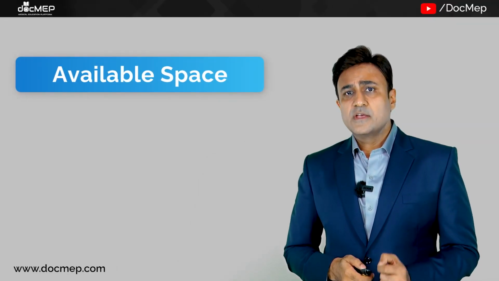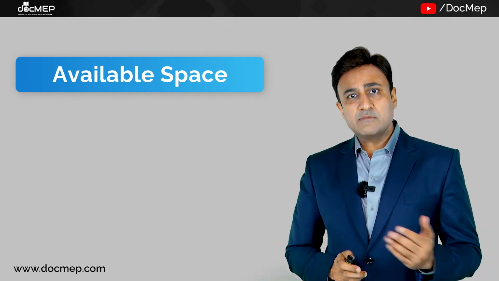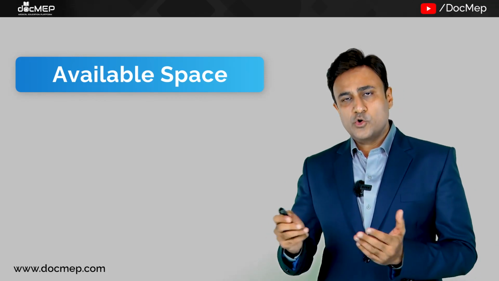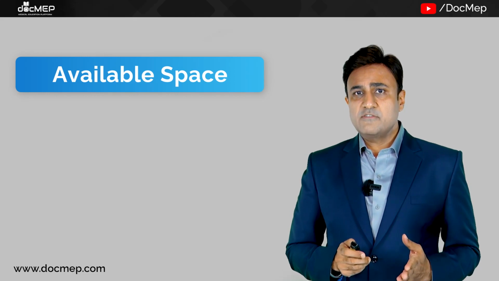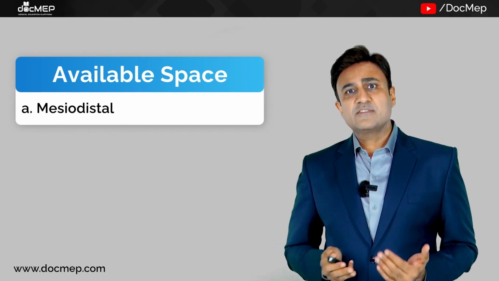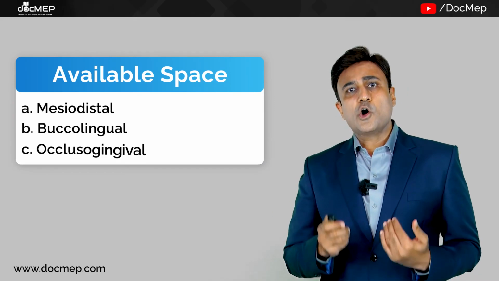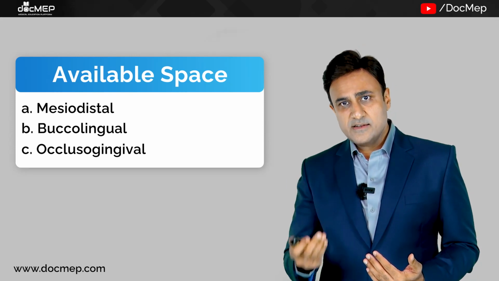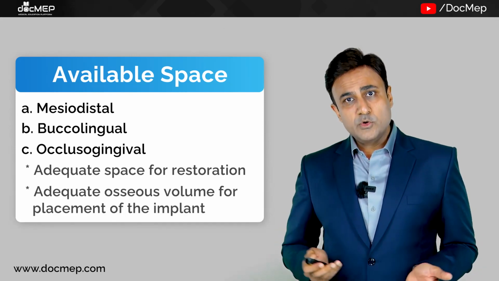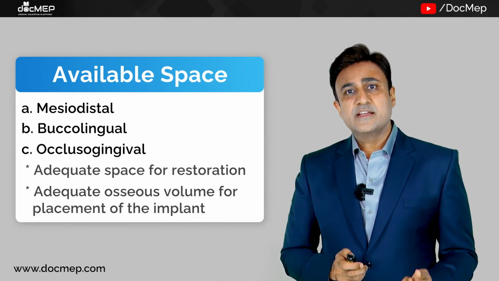Available space. When you want to place an implant at any particular site, let that be anterior or posterior, you have to look for the space available. Space available between two teeth. Space available buccolingually or buccopalatally. Space available occlusogingivally, right from the occlusion of the opposing teeth till the bone or the oral mucosa. And finally, last but not the least, you have to look at the intraosseous site, or bone, where you are going to place the implants.